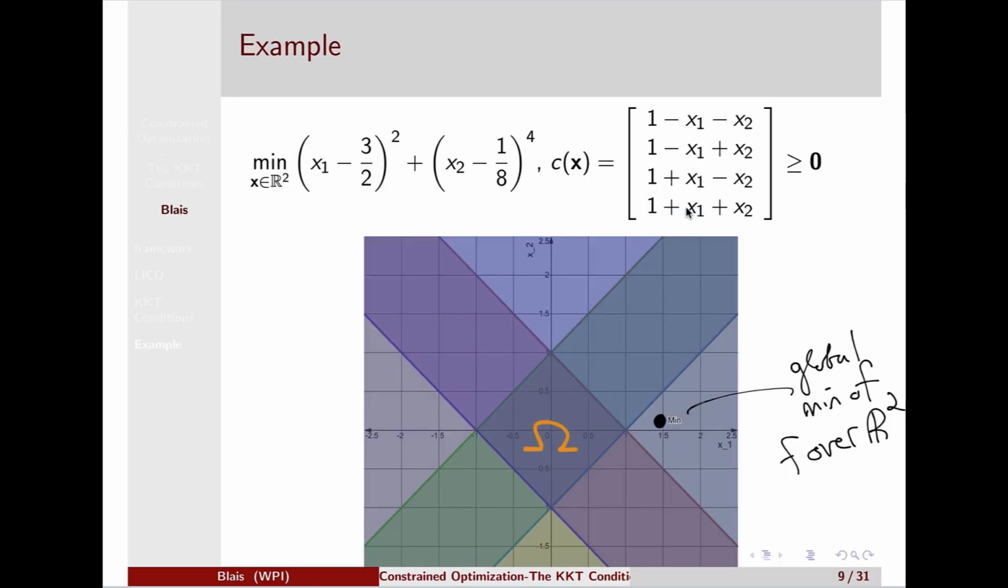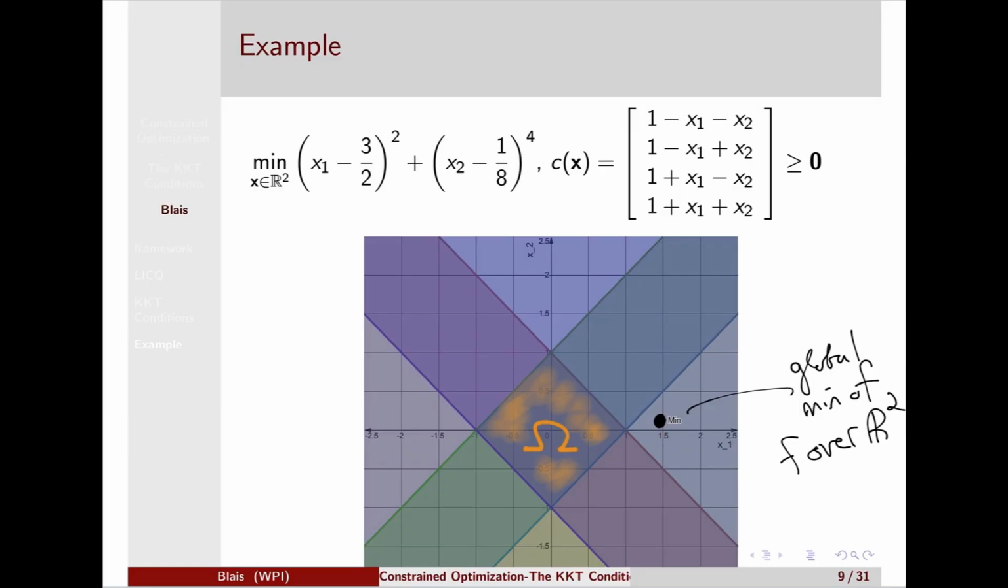So we're going to look at the following example. We're minimizing the quantity x1 minus 3/2 squared plus the quantity x2 minus 1/8 to the fourth with this set of inequality constraints. And we know that that set of inequality constraints results in the feasible region of this diamond here in the x1, x2 plane. And we note that the global minimum of f in the unconstrained sense occurs here at the point 3/2, 1/8.